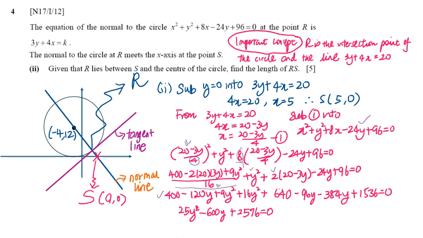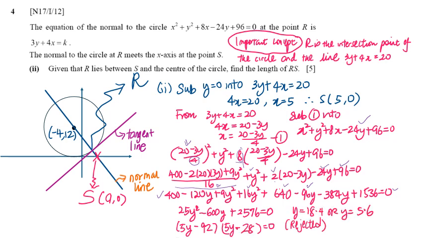Y squared times 16 gives you 16y squared. 2 times 16 times 20 gives you 640. 2 times 16 times 3y gives you negative 96y. And so on and so forth. This one times 16, this one times 16, and 0 times 16, of course, gives you 0. Then you simplify it to get a quadratic equation which you can factorize to find two values of y.